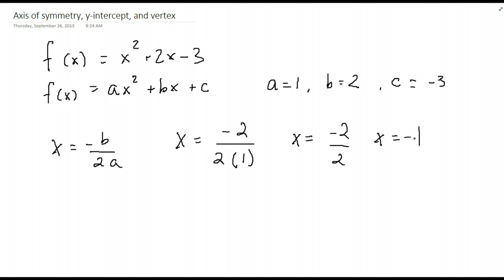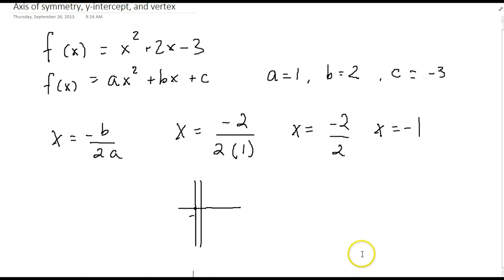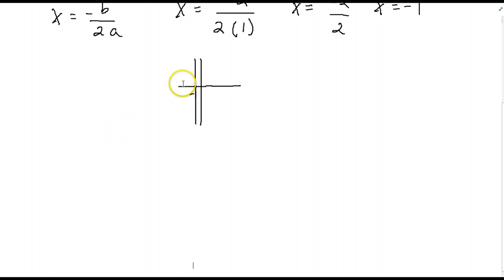So the axis of symmetry is located at x equals -1. That means on our graph, if we go over to -1, so that's 1 left from the origin, that vertical line is the axis of symmetry of this parabola. Okay, so now we know the axis of symmetry, but where does our vertex fall? We put that -1 into our original function in order to find our vertex.